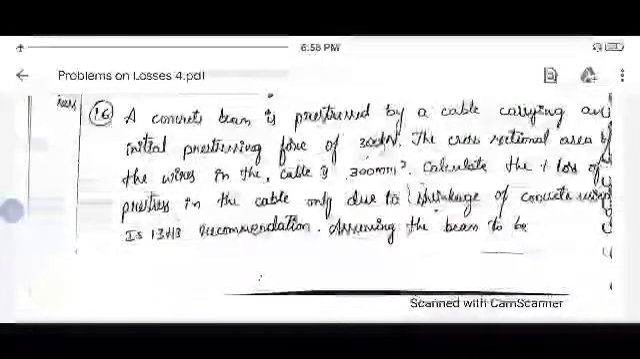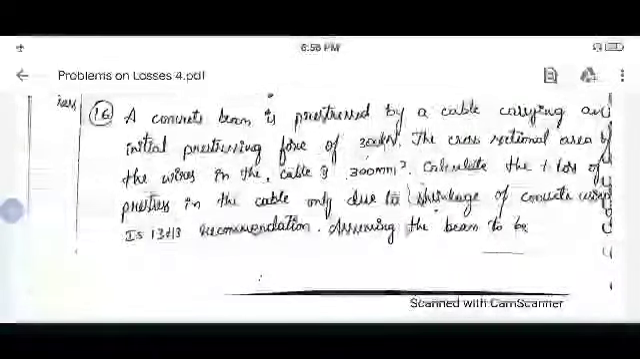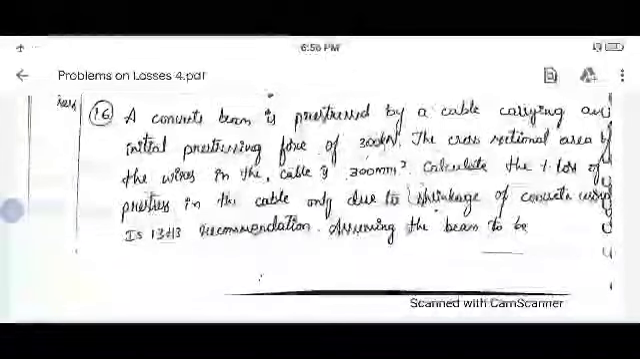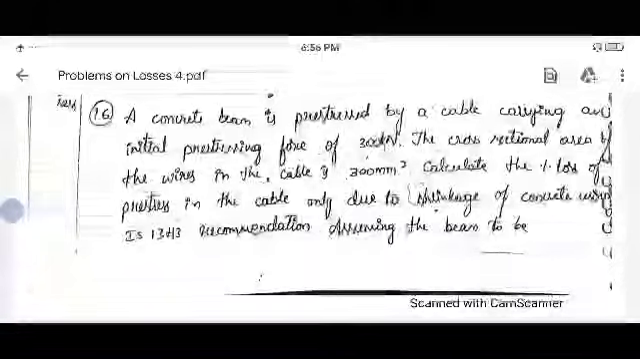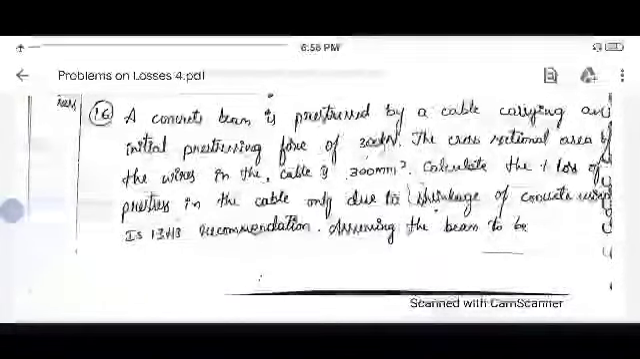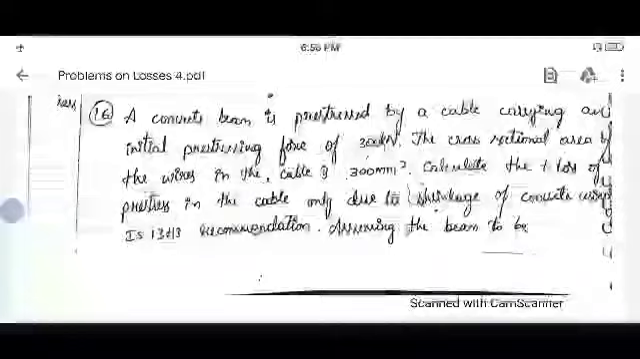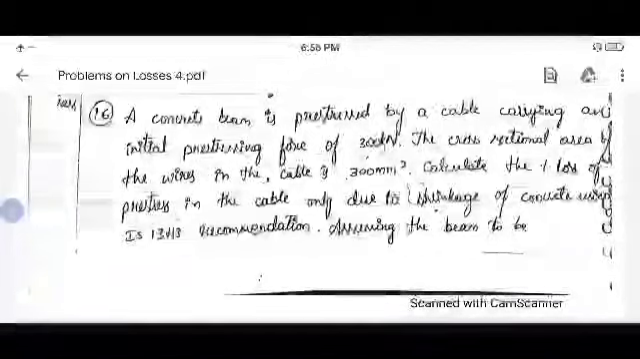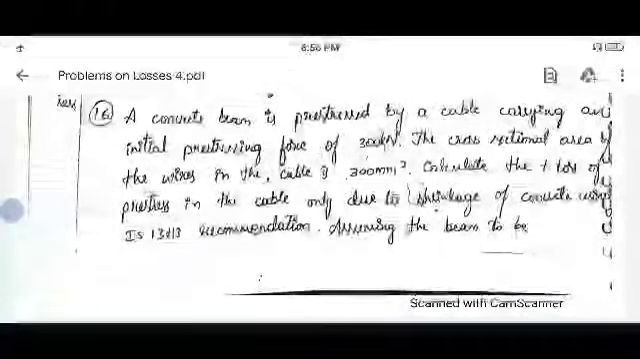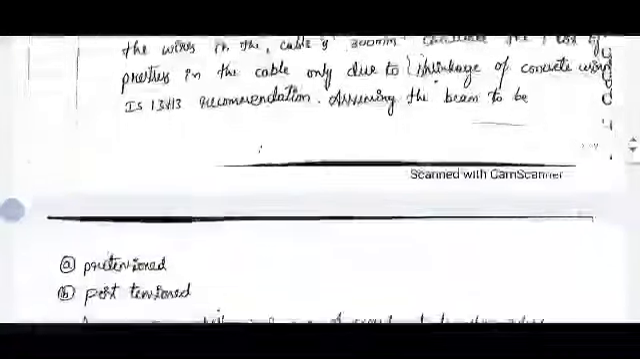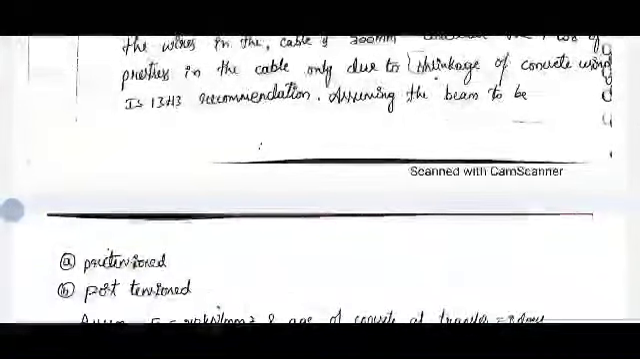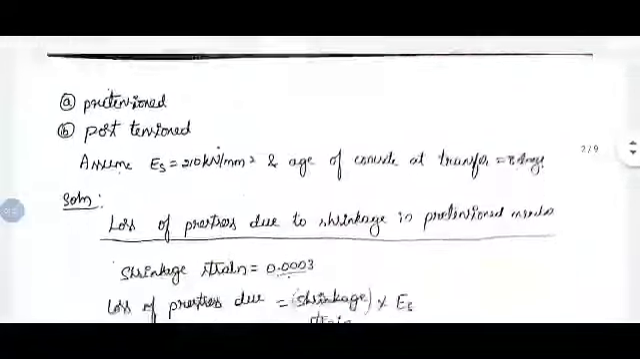So in this problem, the initial prestressing force is given and the cross section of wires is given. You need to find out percentage of loss by considering loss due to only shrinkage of concrete. So by assuming if the beam is pre-tensioned, what is the loss due to shrinkage, and what if it is post-tensioned, what is the loss due to shrinkage. So first let us go for pretensioned member.